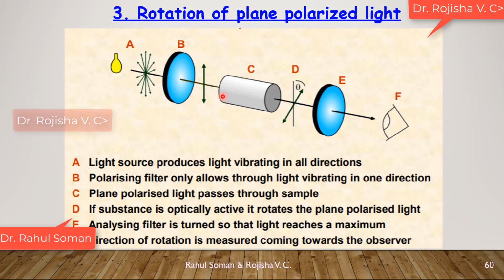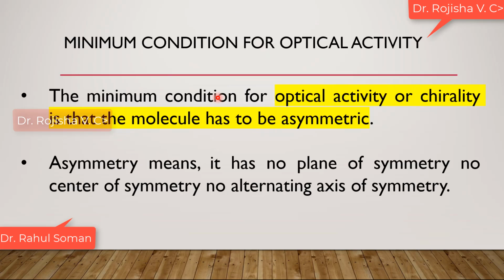The criterion for optical activity is that the molecule should be chiral, and this chirality in turn is a result of asymmetry, with four different groups around the carbon center. We can go a little deeper. The minimum condition for optical activity or chirality is that the molecule should be asymmetric.